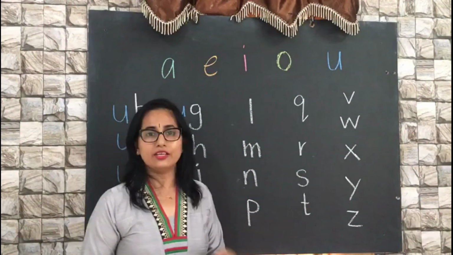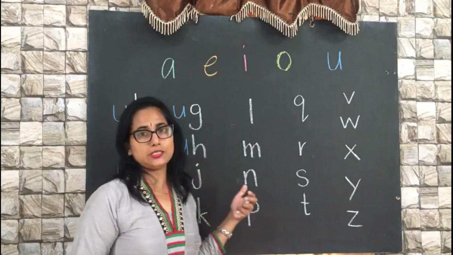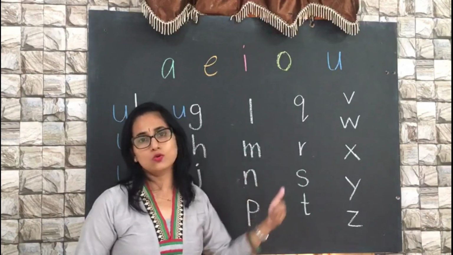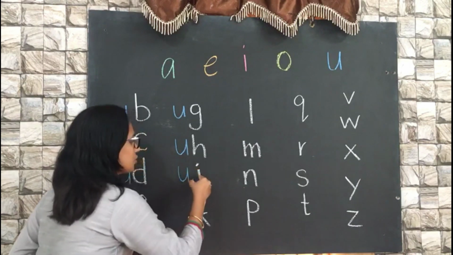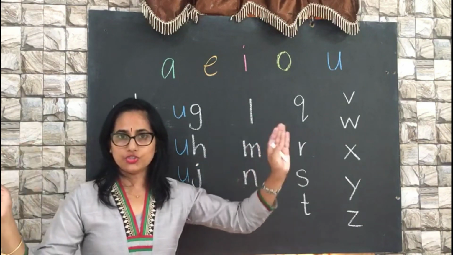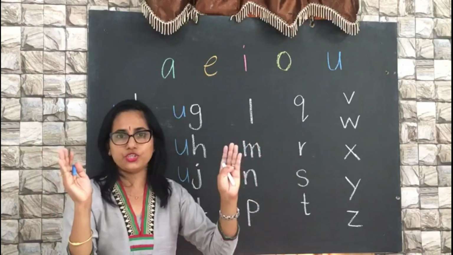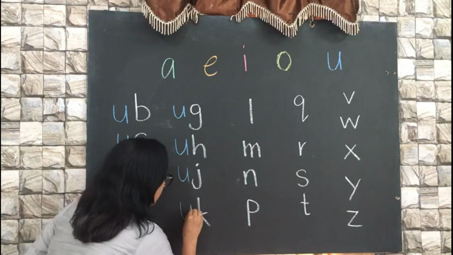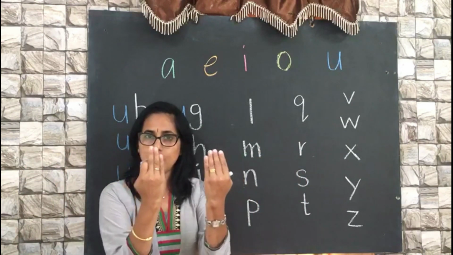Initially, your child may feel it difficult to understand the concept, but if you give practice, they'll slowly understand the concept of blending the sounds together. Now, uh, j, uh, j. Now ask them to say it a little faster: uh, j, uj. Here, uh, k, uh, k, uk.